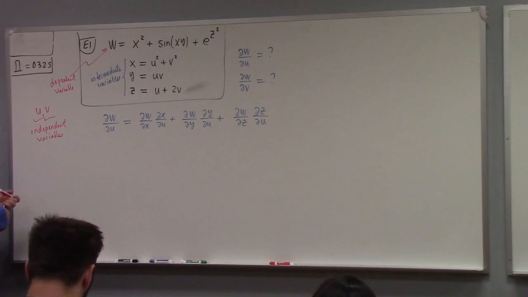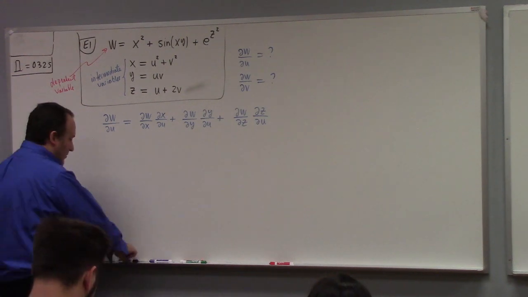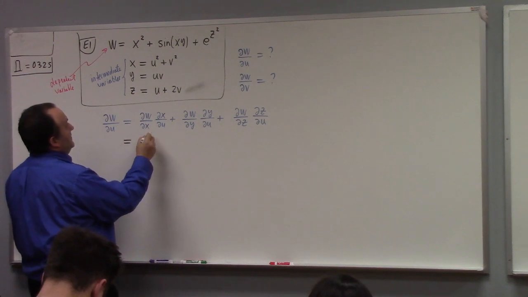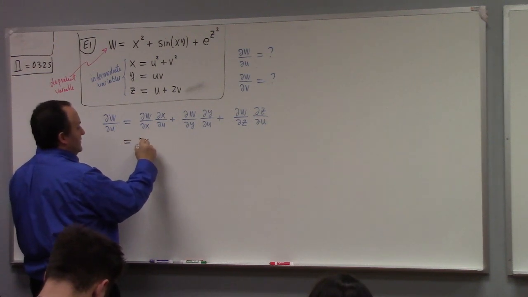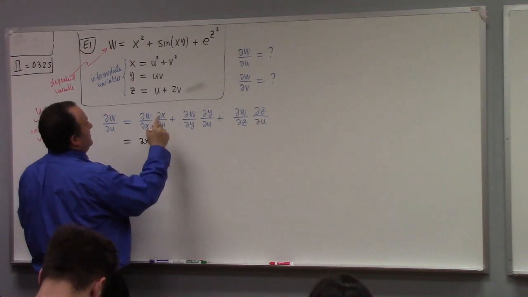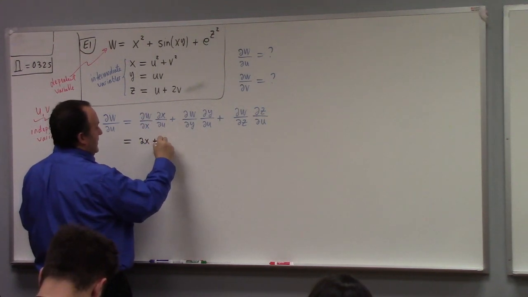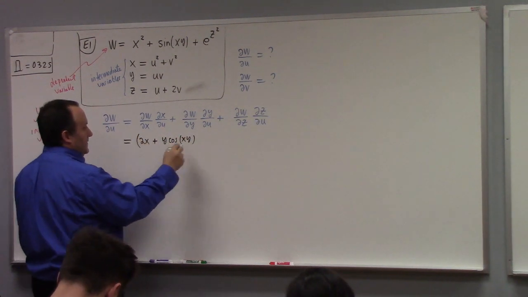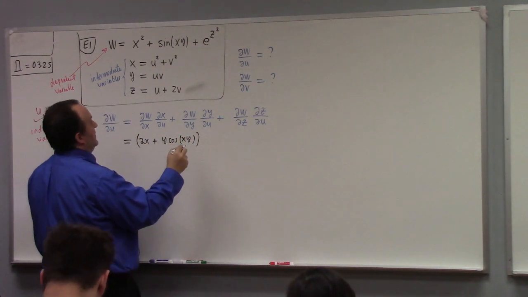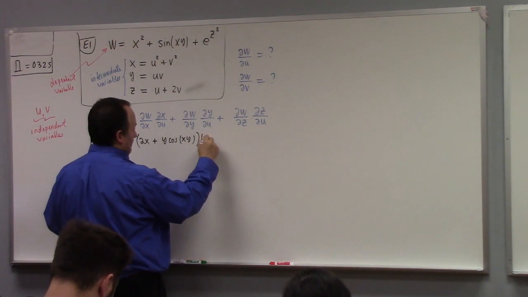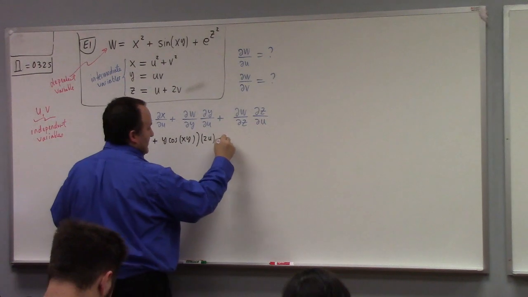And then how do you actually do this? Well, it's pretty straightforward. Let me just go ahead and do it. So partial w, partial x is 2x plus, let's see, when I differentiate sine, I get y cosine xy from the chain rule, right? That times partial x, partial u. What is partial x, partial u? It is 2u, right?